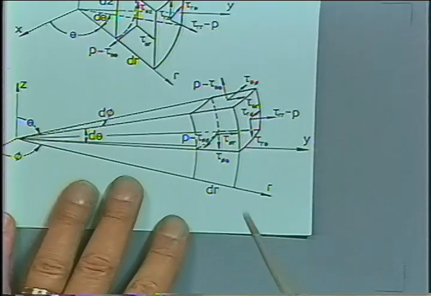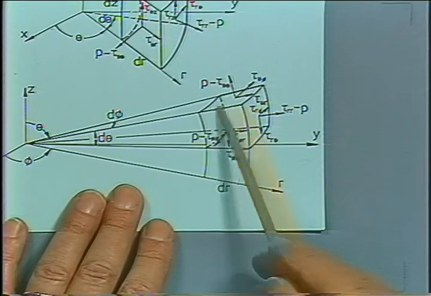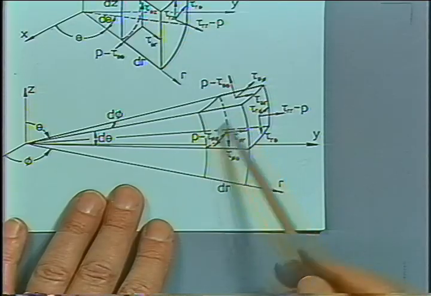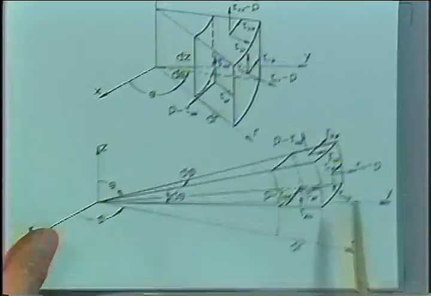It's even more severe in a spherical coordinate system. This is just a segment from a sphere, and it's decreasing in size as it goes towards the center of that coordinate system.